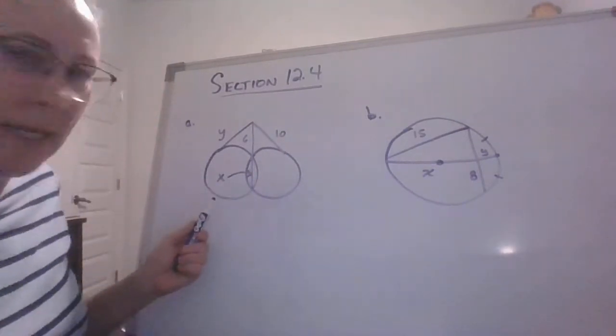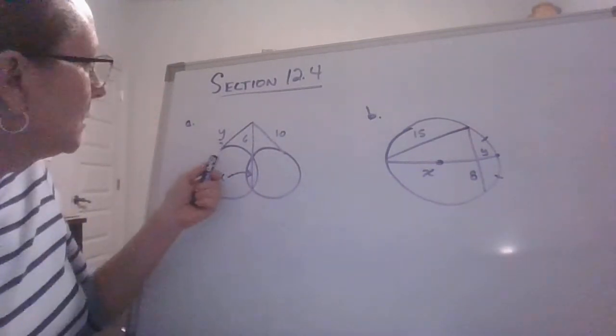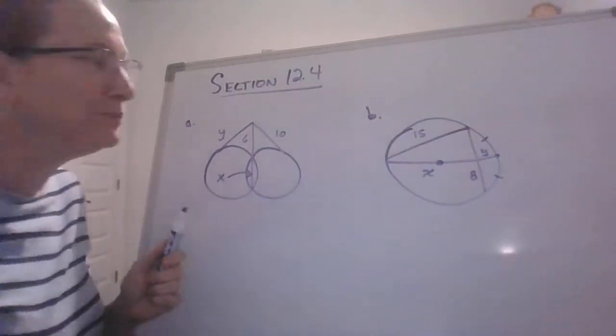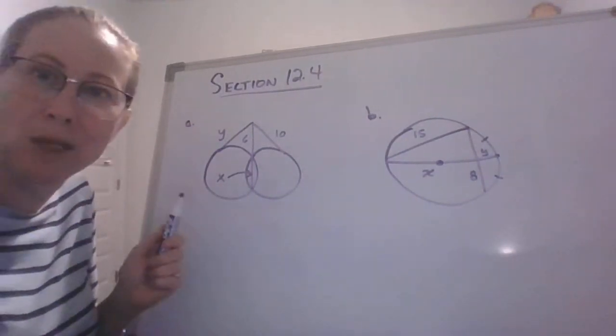So the first one has two circles. It's got two tangents, a secant, and the circles overlap. So let's try to find x and y.